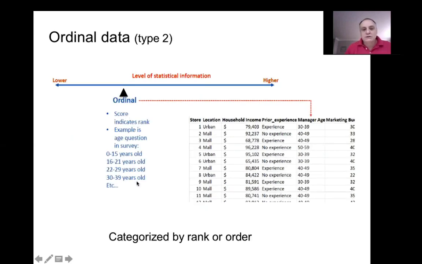And then you've got ordinal data. Ordinal data is similar to what you had before, but it's categorized in rank. So previously, if I've got an urban mall and a suburban store, there's no real rank between them. These have ranks. So you categorize them, and there's a particular order that they can fall into, and that makes it ordinal.